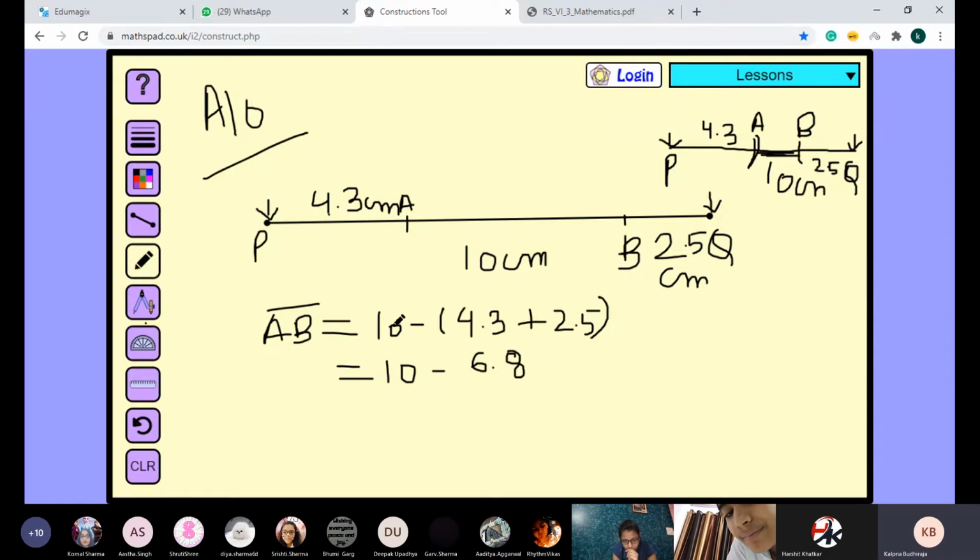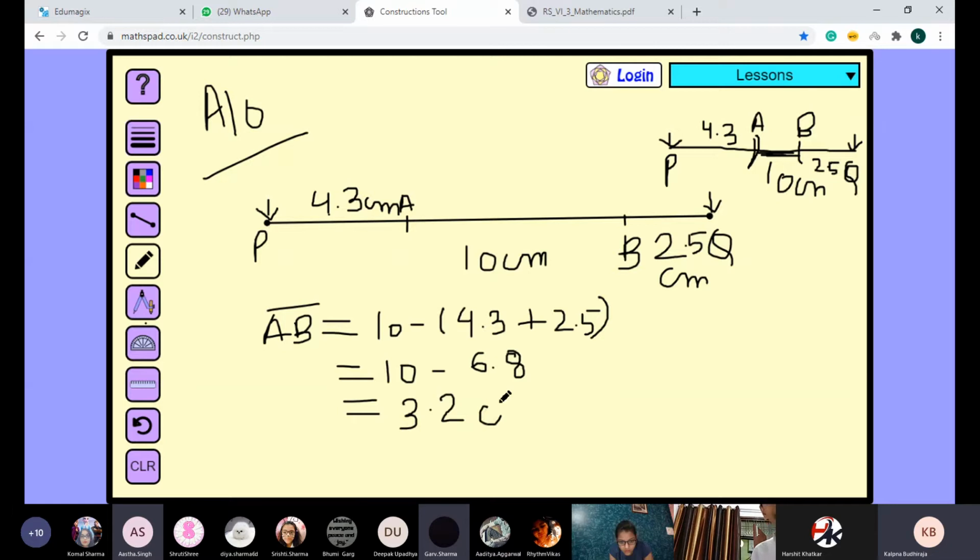Are you getting this point? From 10 we have subtracted 6.8. Yes, ma'am. So we should get 3.2 centimeter. Yes, ma'am, 3.2. AB should be 3.2 and label it here 3.2.